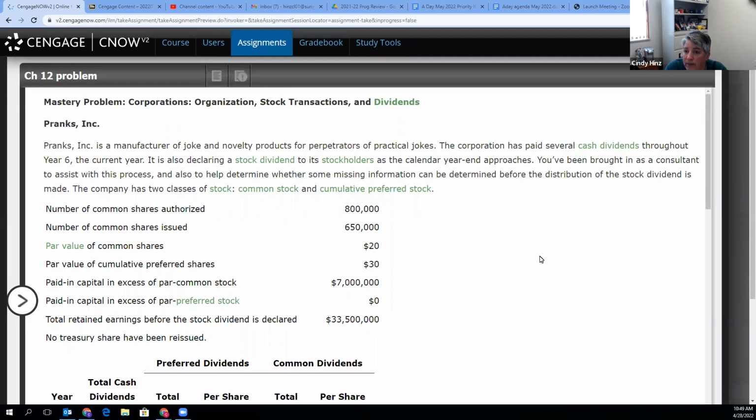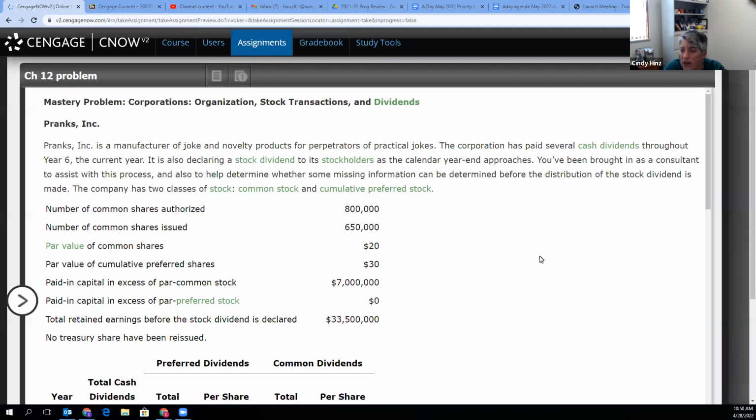Pranks Incorporated is a manufacturer of joke and novelty products for perpetrators of practical jokes. The corporation has paid several cash dividends throughout year 6, which is the current year. It is also declaring a stock dividend to its stockholders as the calendar year end approaches. You've been brought in as a consultant to assist with this process and also to help determine whether some missing information can be determined before the distribution of the stock dividend is made.